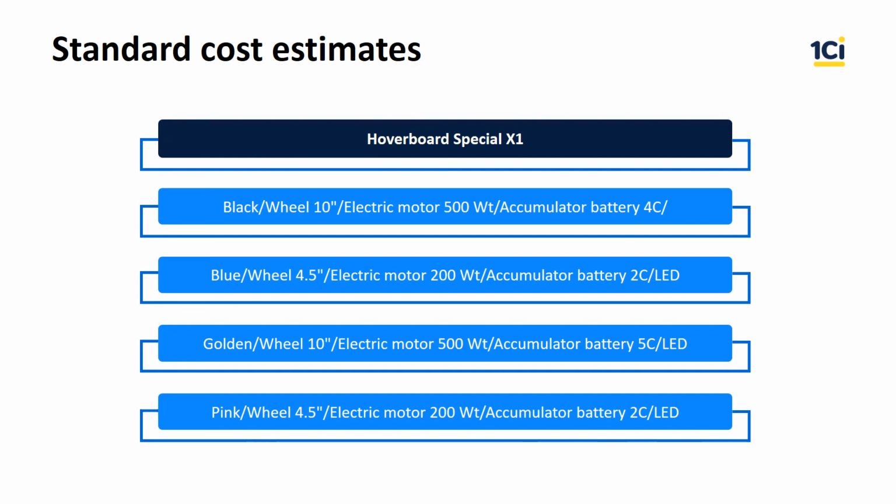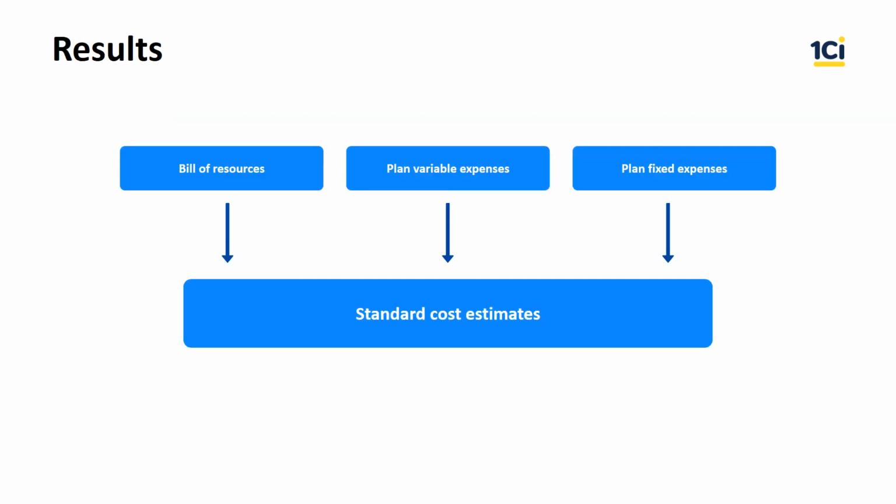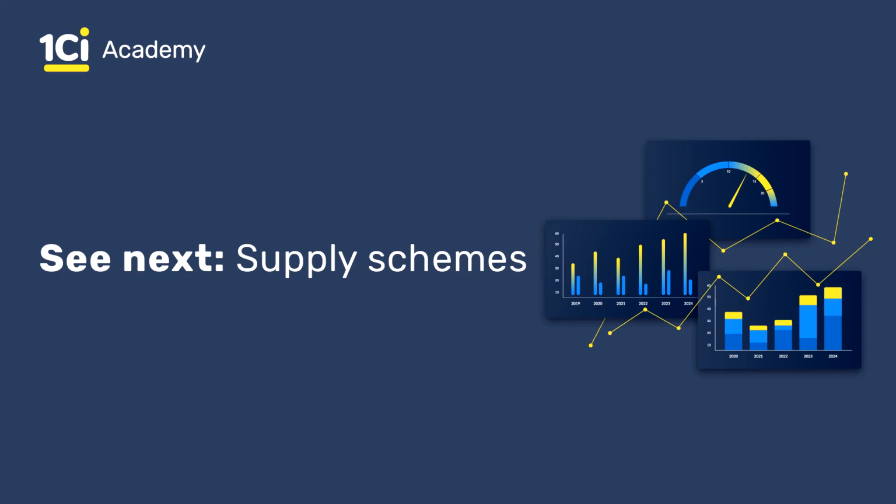In this lesson, we completed studying standard cost estimates that serve to assess plant manufacturing costs and include both variable and fixed expenses. This concludes our lesson.